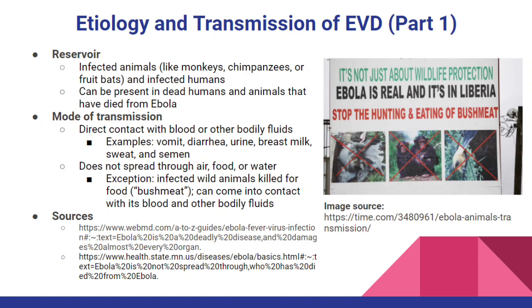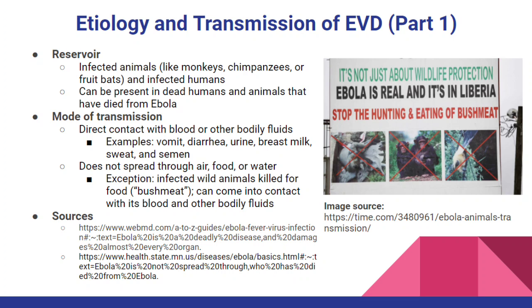Now for the mode of transmission for Ebola. It is through direct contact with blood or bodily fluids. Examples of this include vomit, diarrhea, urine, breast milk, sweat, and semen. Now, one thing I want to clarify is that Ebola does not spread through the air, water, or by food.